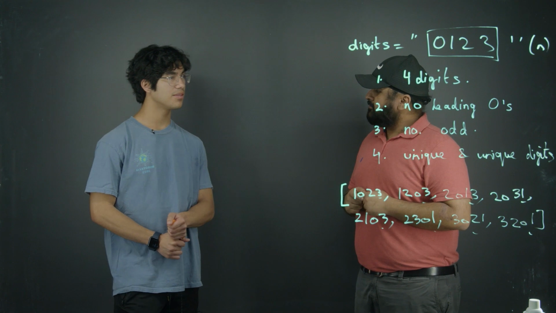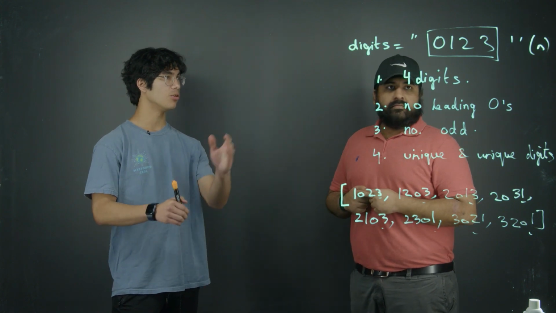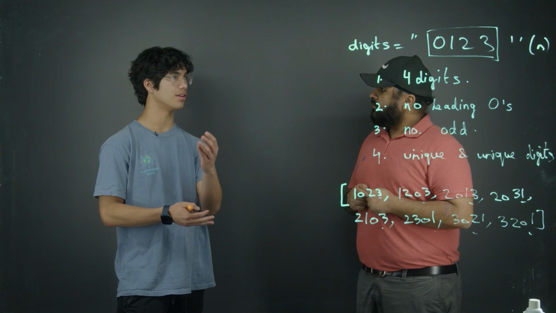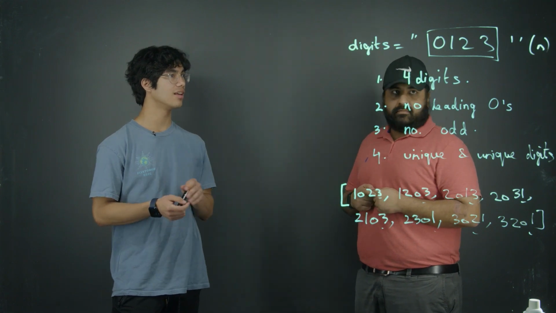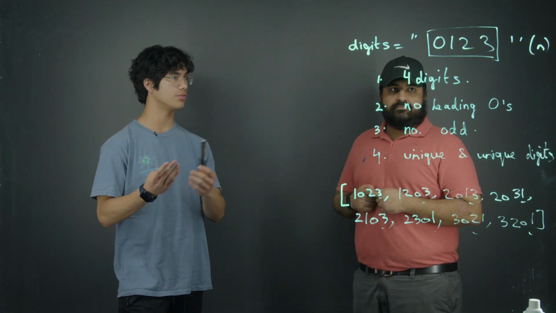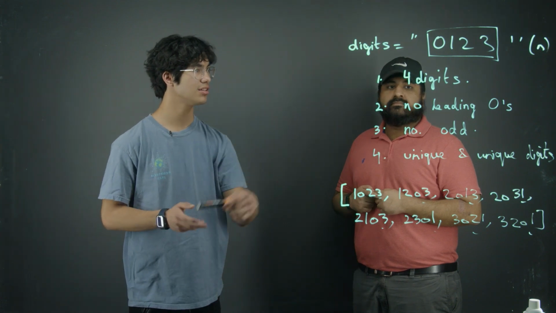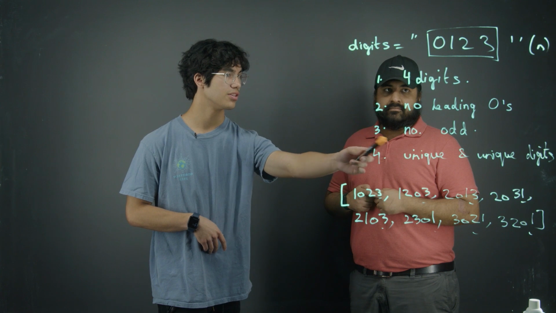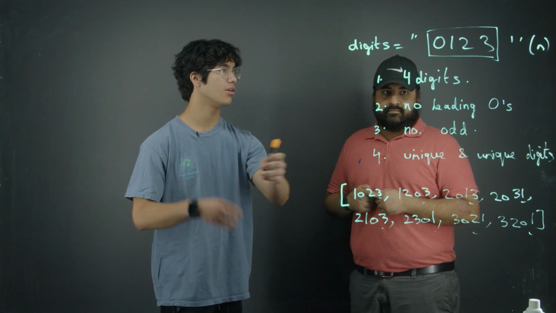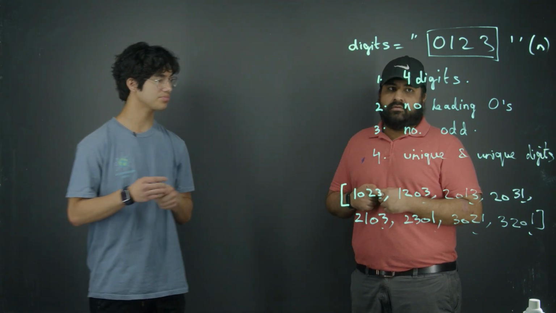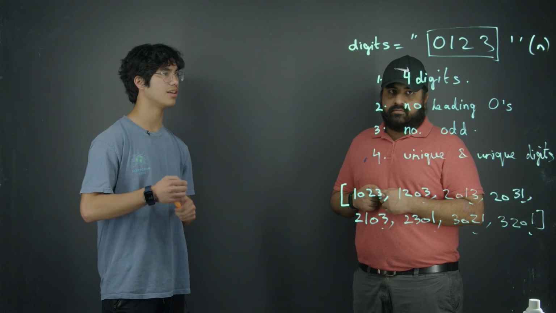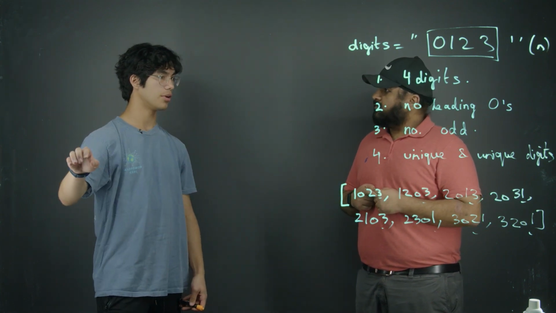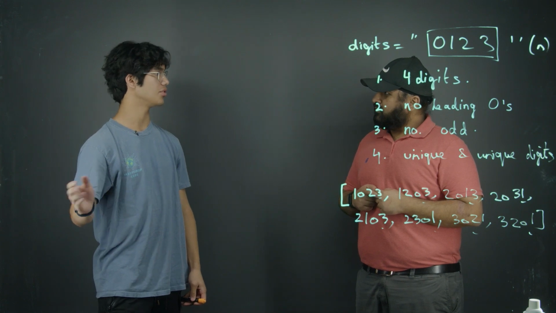My first instinct is to enumerate through each tuple of four characters of digits. Once we have those four digits, we already satisfy the first condition. Then we just have to check the second, no leading zeros, that the number is odd, and that they're all unique. Once we enumerate through all of them and they satisfy those conditions, we put that in an array, then sort it and return it.